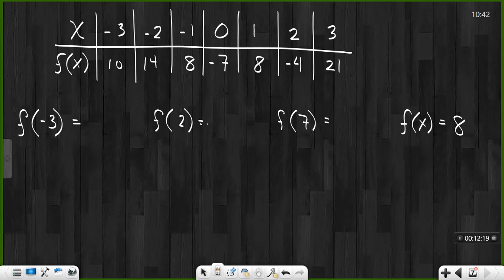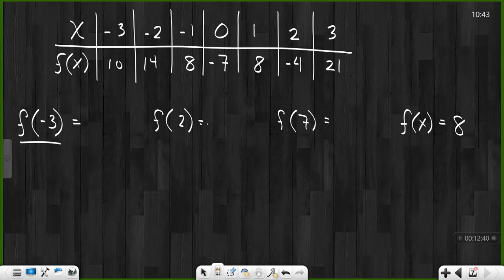What if I am asked to evaluate a relation just given a table? Well, if you're not given an expression or a graph, you cannot assume that there's some sort of relationship that can be expressed as a graph or equation. This could just be a list of points. All right? And so if you're given a table, I simply use the table to identify my outputs.